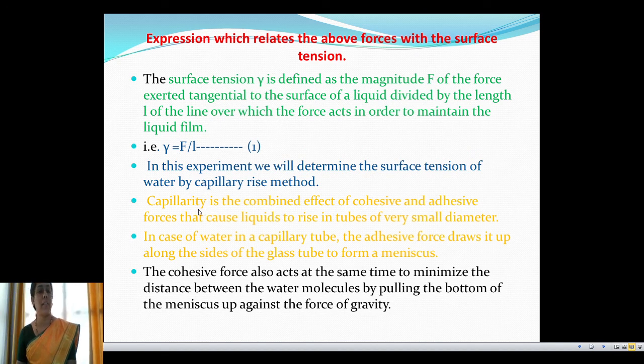Now, we define capillarity as the combined effect of cohesive and adhesive forces that can cause liquids to rise in tubes of very small diameter. In the case of water in a capillary tube, adhesive forces draw it up along the sides of the glass tube to form the meniscus. Also, cohesive forces act at the same time to minimize the distance between water molecules by pulling the bottom of the meniscus against the force of gravity.